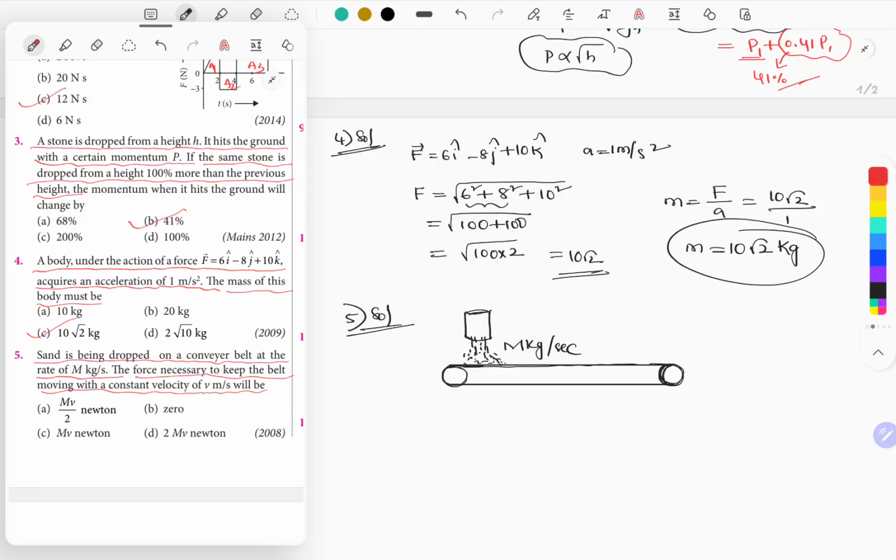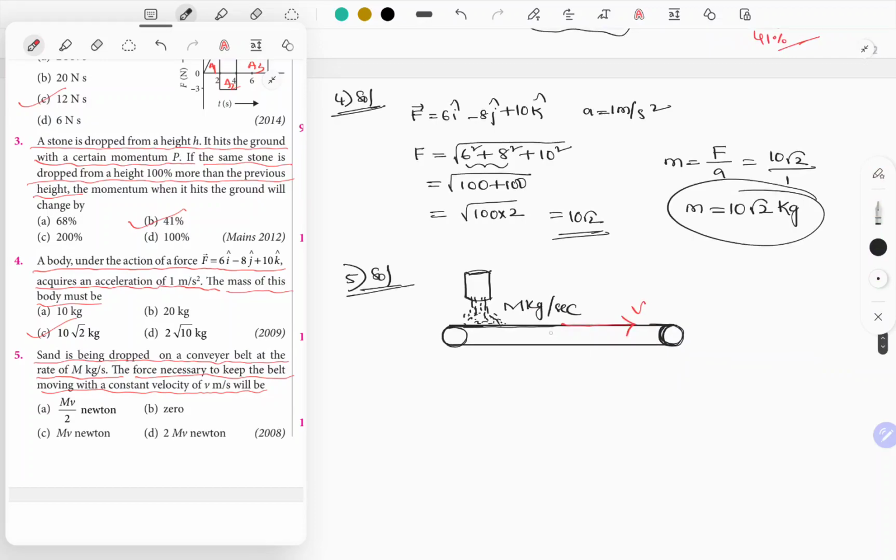This conveyor belt is moving with a constant velocity v. Then what is the force required to move it? Let the belt move with a constant velocity. So what's the formula for Newton's second law? Newton's second law is dp by dt. So we know the formula, that is m dv by dt plus v dm by dt. In this case, they said velocity is constant, so this term is going to become 0. The only formula that I am left with is F equal to v into dm by dt.